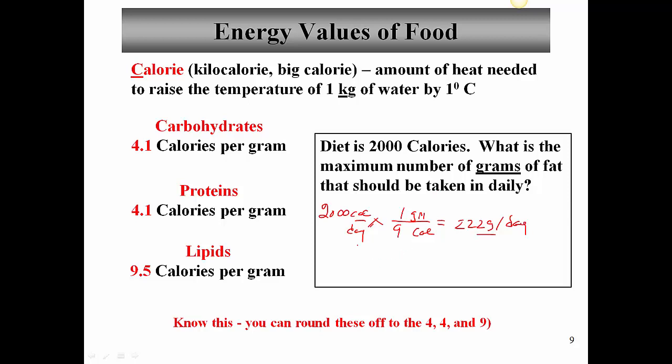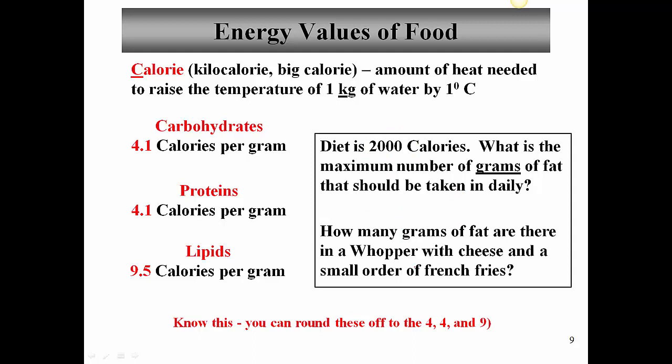No. If you remember, we talked about that. It's much less. And in fact, we only want to take in 30% of that. So if we take that 222 grams per day and we multiply that by 30%, we get a figure of about 67 grams of fat per day. So this is the maximum number of grams of fat that we want to take in per day based on a diet that's about 2,000 calories.